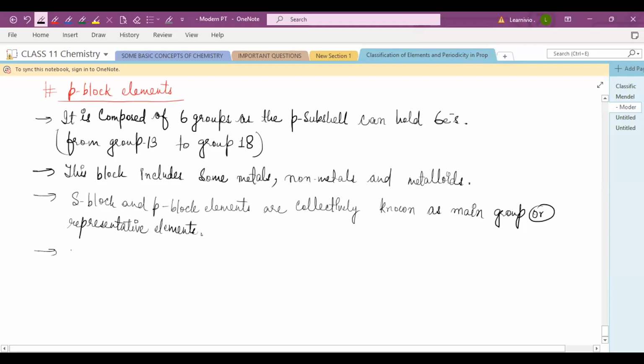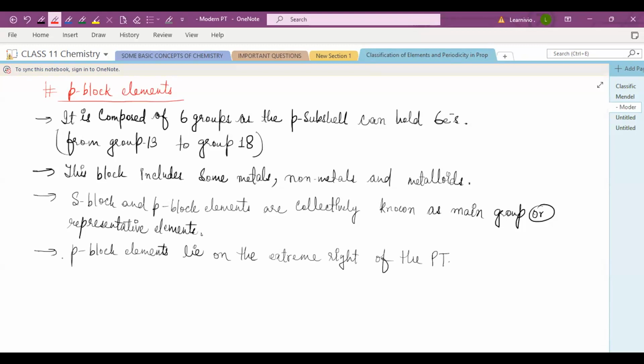Okay, write down the location also. P block elements lie on the extreme right of the periodic table.